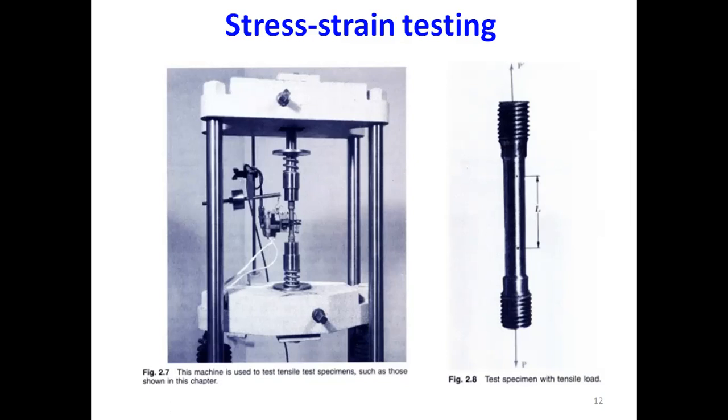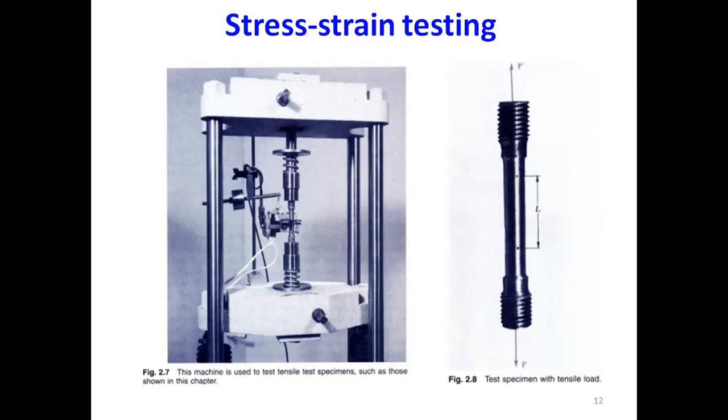Using this gauge length and this diameter, the programming has already been done in the software of the machine. So we just have to enter the diameter and gauge length, and when we subject the material to, let's say, tensile loading, what happens? The material elongates, the length of the specimen increases. The displacement sensor records the deformation, whereas the force sensor measures the force which we are applying on the specimen.